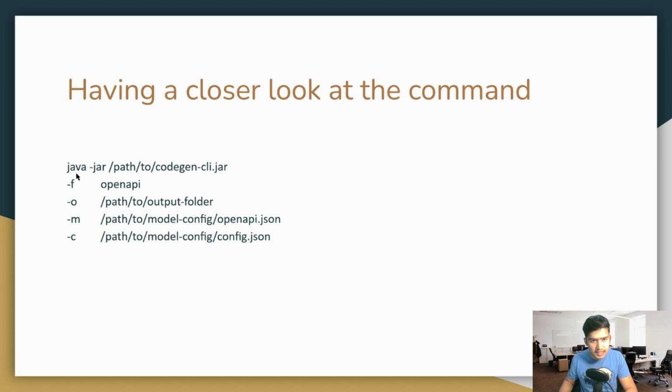Let me repeat that once again. Java -jar is the standard to execute any .jar file. We give the path to codegen-cli that we just generated. -f, we specify that we'll be using the OpenAPI specification. -o, we give the output folder where the new project will be created. In -m, we give the openapi.json configuration file, and in -c, we give the config.json file.